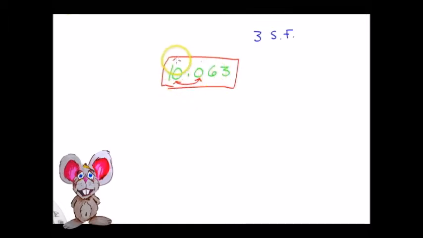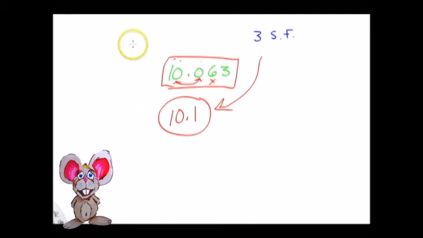So, 1, 2, 3, 6 is the first number to drop off, and we ask ourselves, is that 5 or greater? And it is. So the digit directly to the left of it will increase by one value. So we have 10.1, and we have 3 sig figs, and we have rounded correctly.